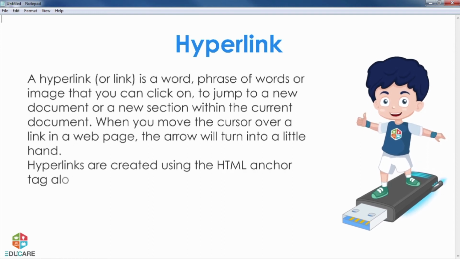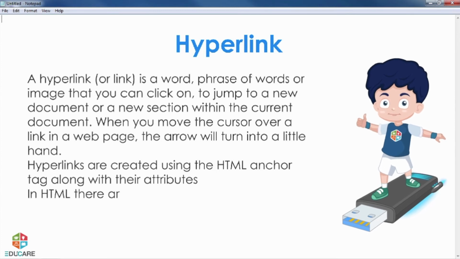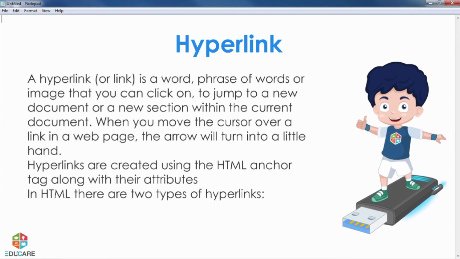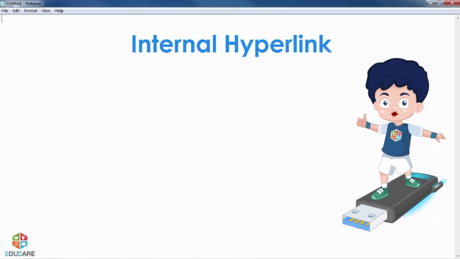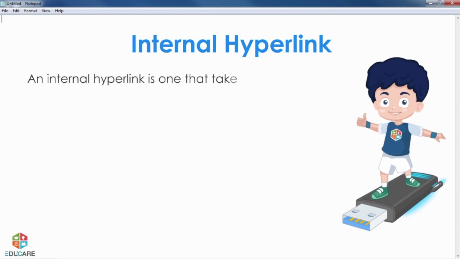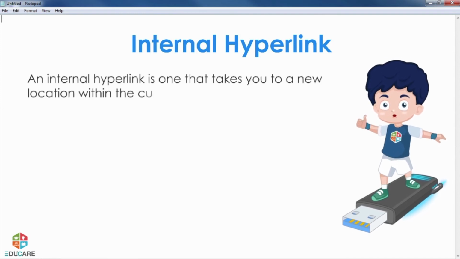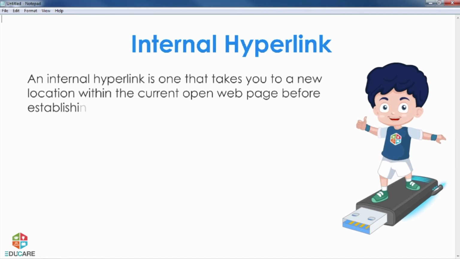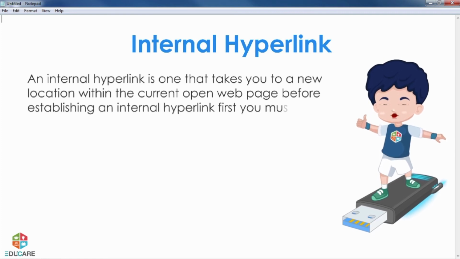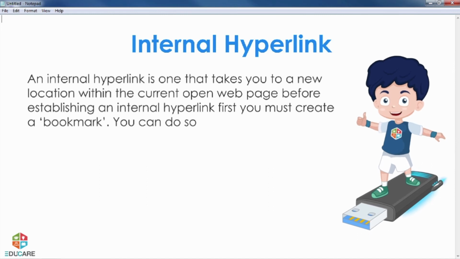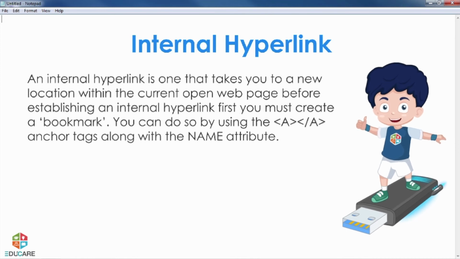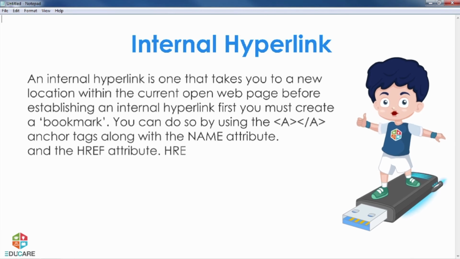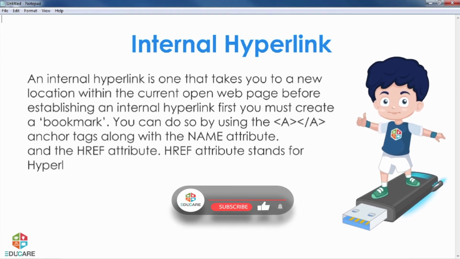Internal hyperlink. An internal hyperlink is one that takes you to a new location within the current open web page. Before establishing an internal hyperlink, first you must create a bookmark. You can do so by using the A anchor tags along with the name attribute and the href attribute. The href attribute stands for hyperlink reference, which contains the URL of the page to be linked. For internal linking, it contains the name of the bookmark preceding.